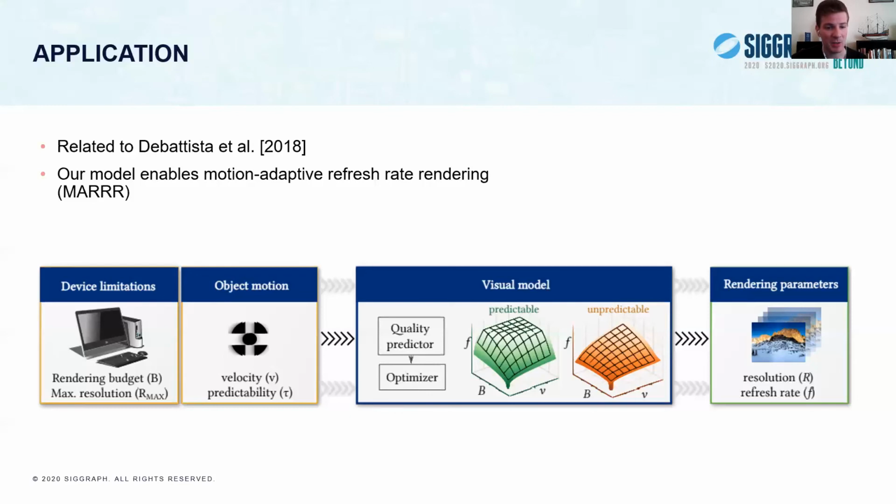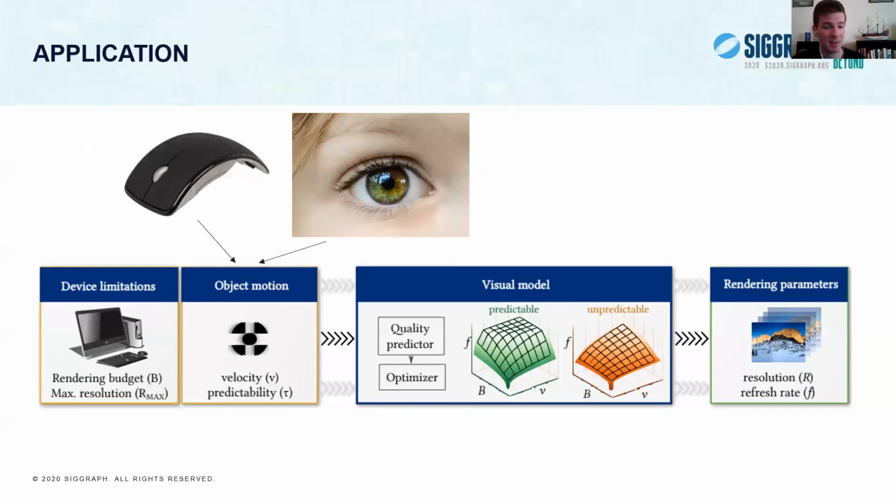In our implementation, we input the device limitations such as the rendering budget in millions of pixels per second, and the maximum resolution and the refresh rate of the display. We subsequently compute a lookup table offline, and during rendering, we use this lookup table to suggest a resolution and refresh rate pair based on the current object motion. In practice, we use a combination of mouse motion and eye motion to estimate the tracked object motion.